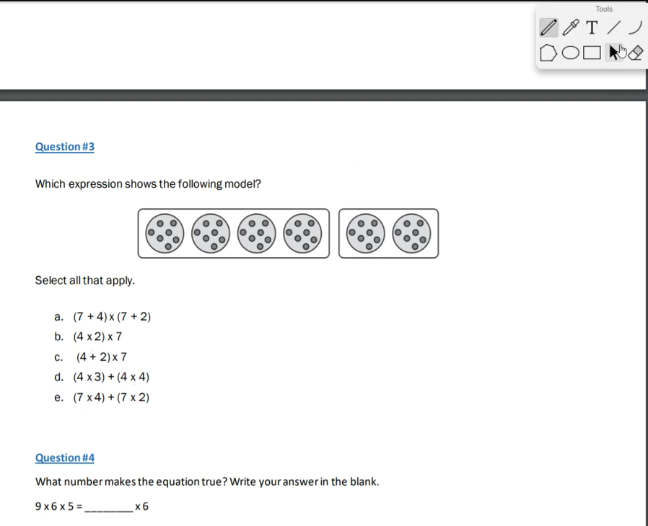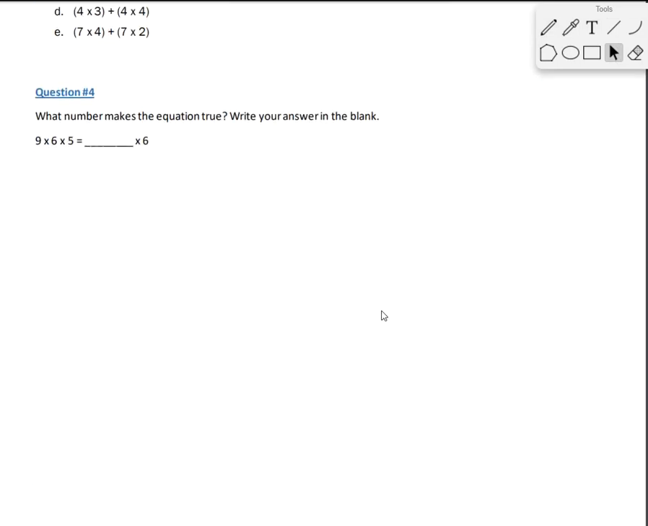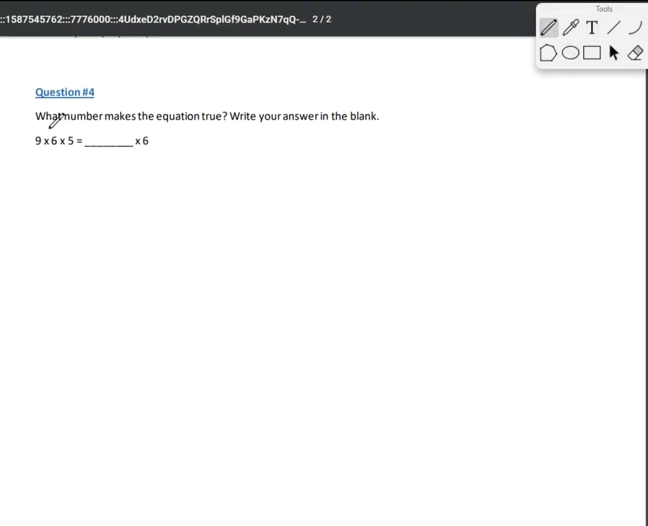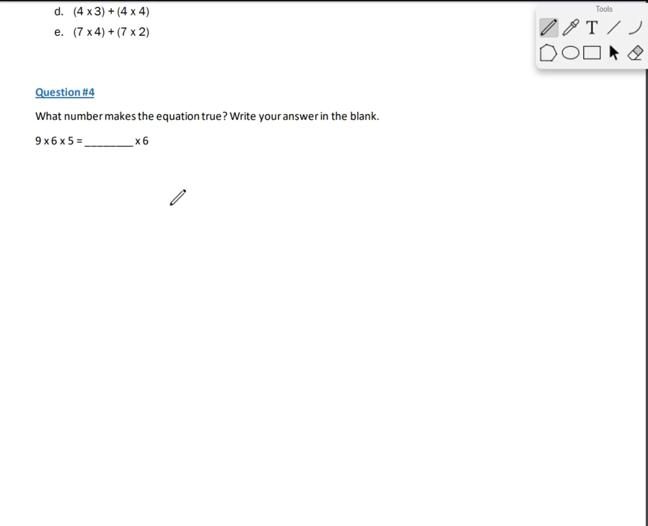Let's take a look at our last problem. Number 4. These have been really tricky for us. So let's see if we can find a way to make these make more sense in general. It says, what number makes the equation true? So we have 9 times 6 times 5. I'm going to write it bigger here because I now have all the space and my writing doesn't have to be cramped in. So 9 times 6 times 5.